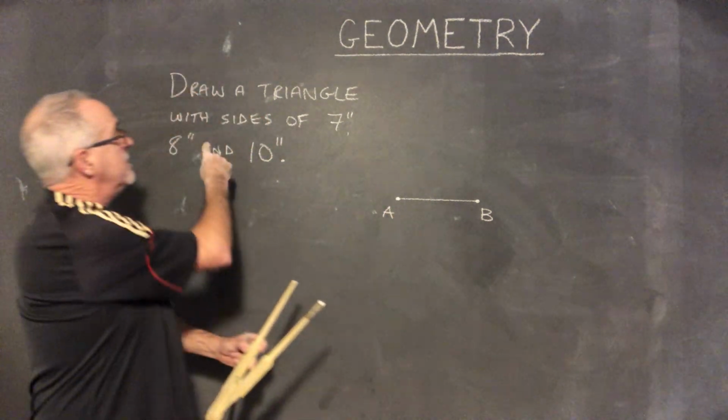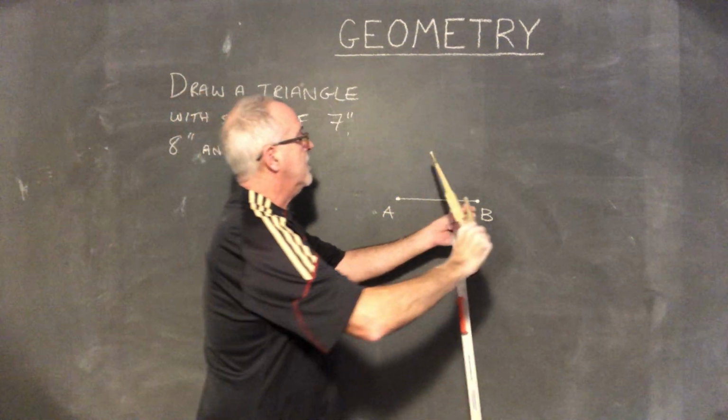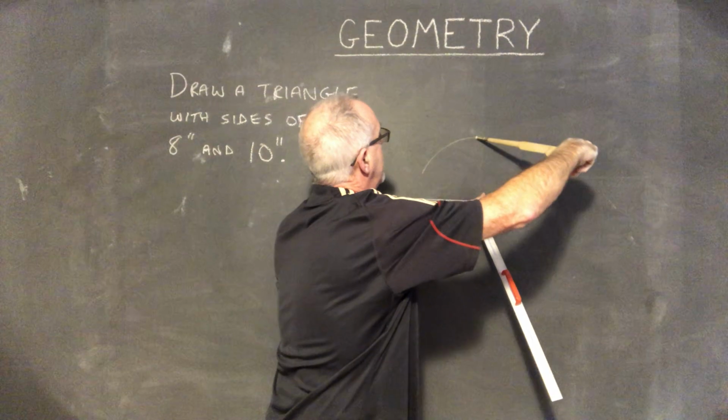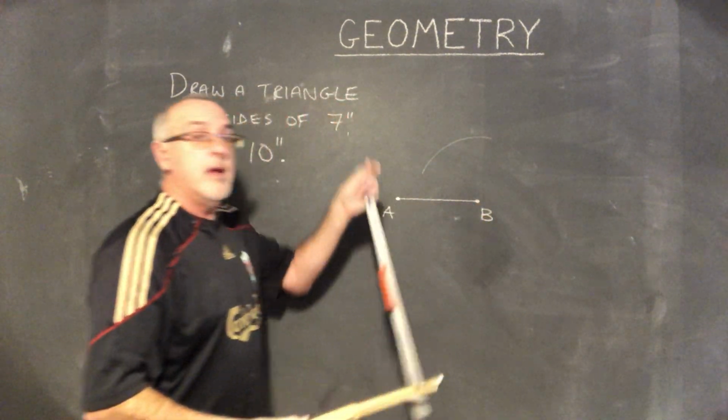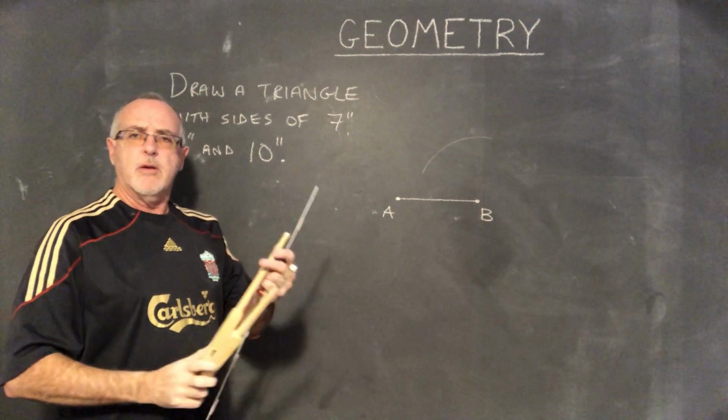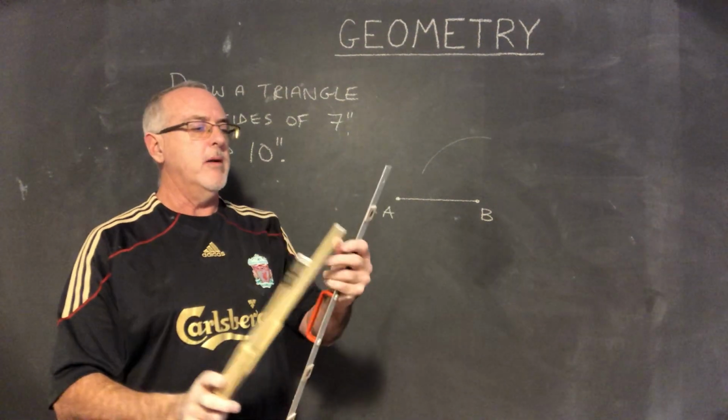Doesn't matter. These instructions are flexible. I'm choosing to draw the arc from B. And I'm going to draw an arc, which I know is 8 inches from B. That's the size that I did. Now I'm going to do the 7-inch. I forgot to show it to you, so I'll show it to you now that I'm doing the 7-inch.